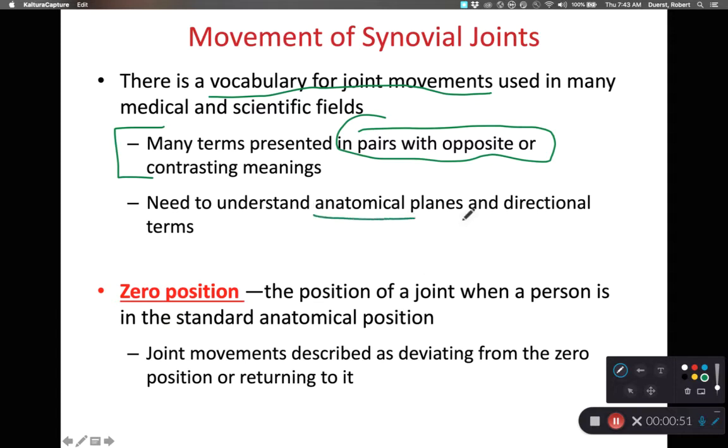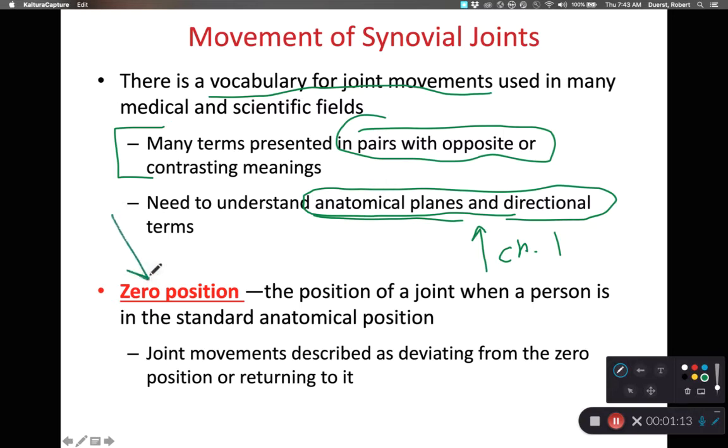You also need to understand anatomical planes and directional terms. If you need to review that, please go back and review the chapter 1 recordings where we covered all of those directional terms and plane terminology. Actually, I want to say directional terms were in chapter 1 and Atlas A recordings for this particular textbook we're using.